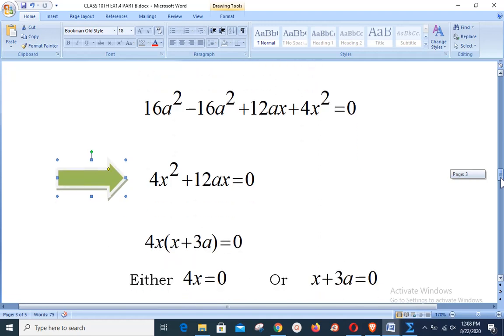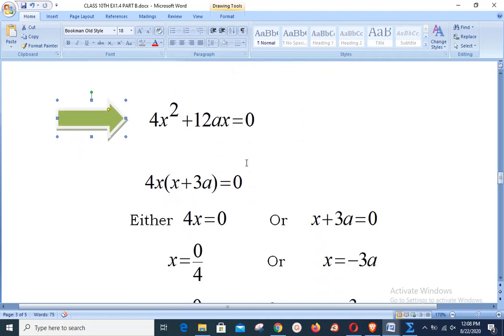It is clear that 4x is common among both. Taking 4x common, we have 4x into x plus 3a is equal to 0. Here again the product of 2 is equal to 0, that means either the first is equal to 0 or the second is equal to 0, that is either 4x is equal to 0 or x plus 3a is equal to 0.